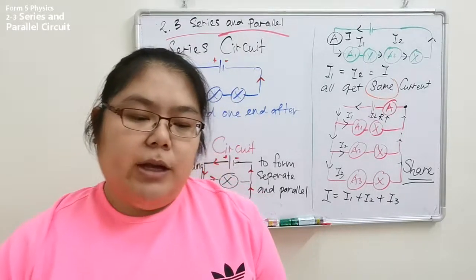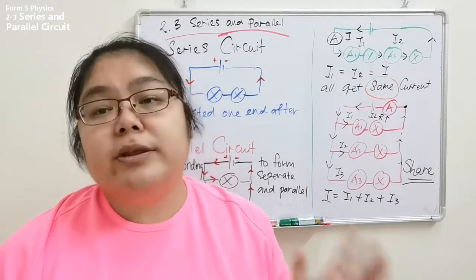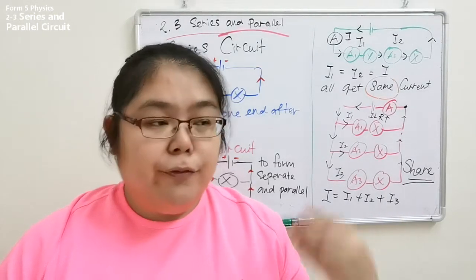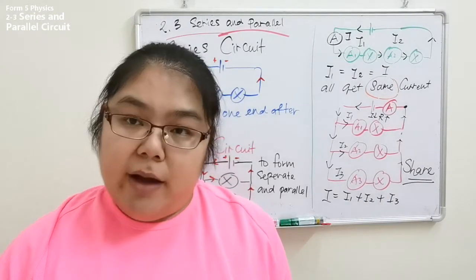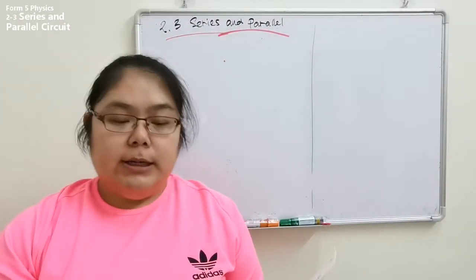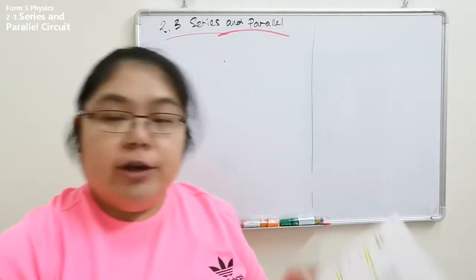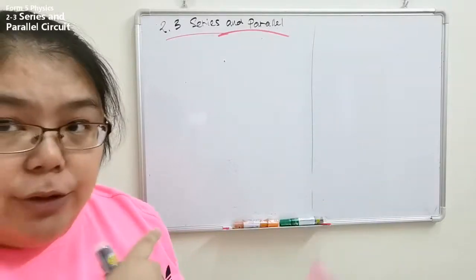Okay, so from here we need to introduce the second topic. Current is finished. Now we need to see how potential difference flows in series and in parallel. Now we go to draw the potential difference diagrams for series and parallel. You can refer to your notes, your notes also have it. I draw first.